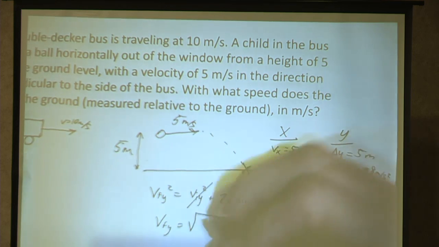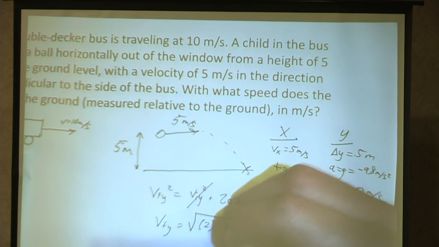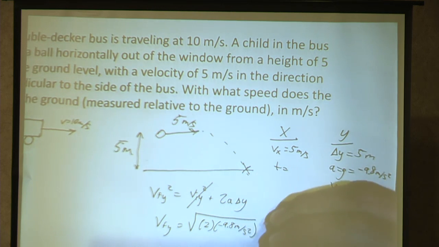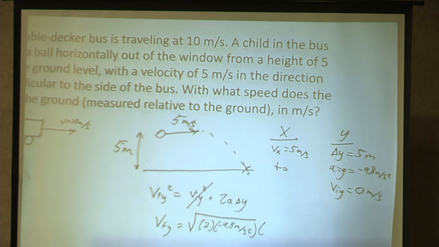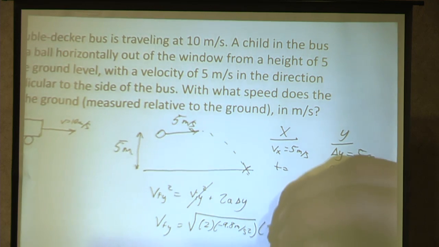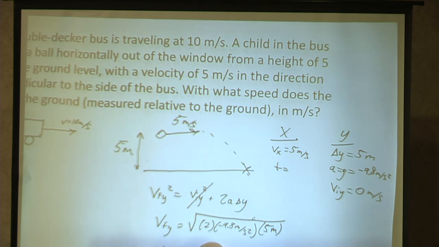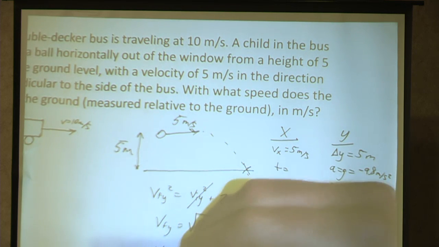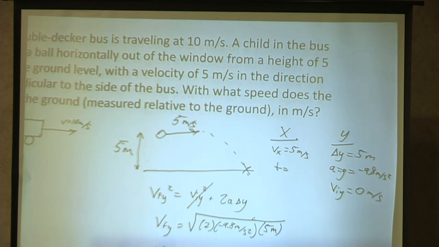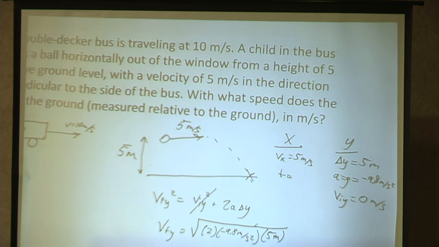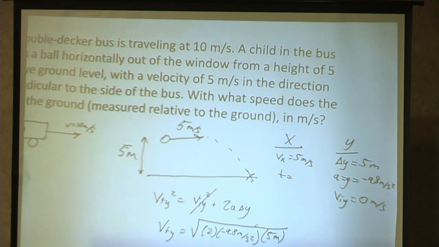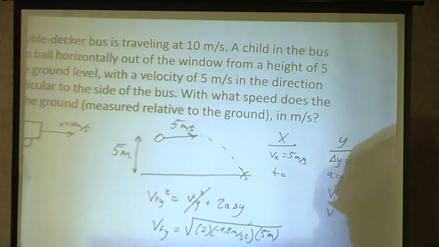VFY will be the square root of 2 times negative 9.8 meters per second squared times, what am I doing? 5 meters. Okay. And then when you do that math, because that's just normal math, you'll get 9.9 meters per second. Now let's keep in mind the direction that this is going in. Because the velocity of this ball is going downward, we need to consider that a negative 9.9 meters per second. And now that I've gotten this, I'm going to put it back in my little knowns area.